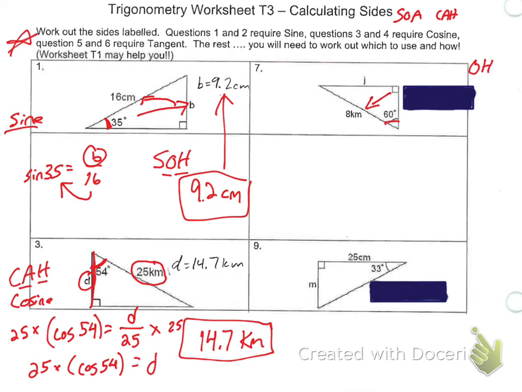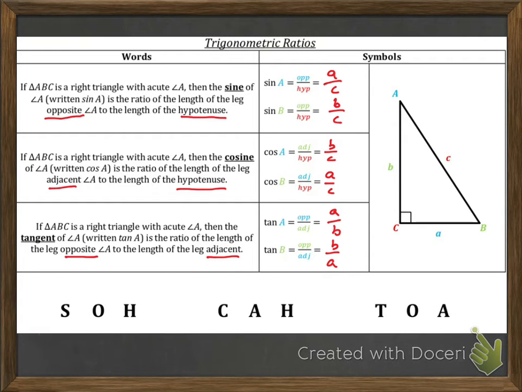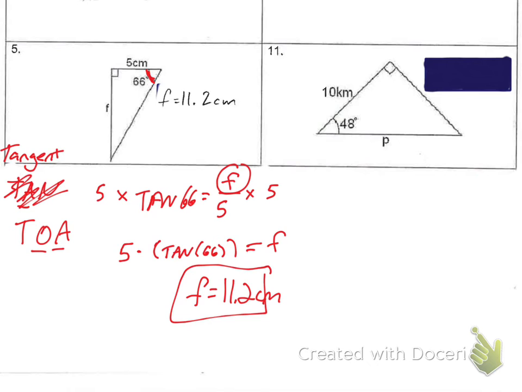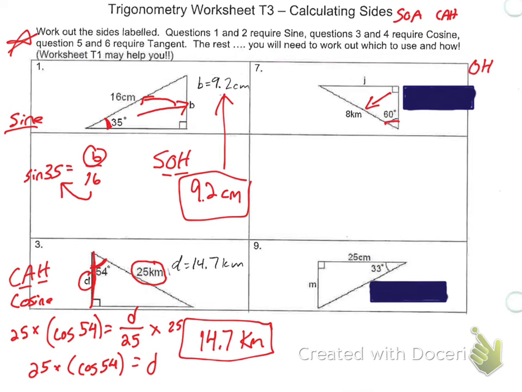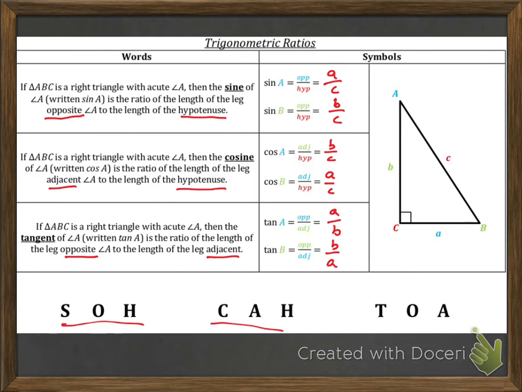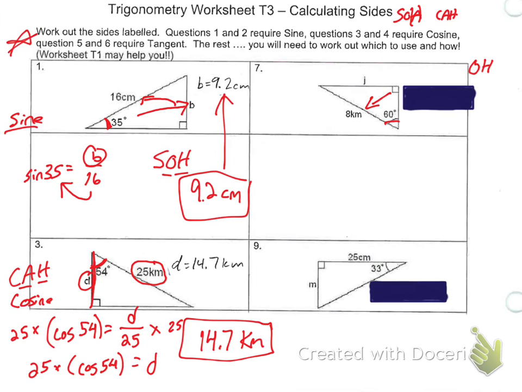So if I have SOHCAHTOA, let me see. I actually have my notes here. So it's SOH, CAH, and then TOA. Okay, so this one, I have an opposite over and a hypotenuse. So obviously this one's going to be SOH, so this is going to be sine.